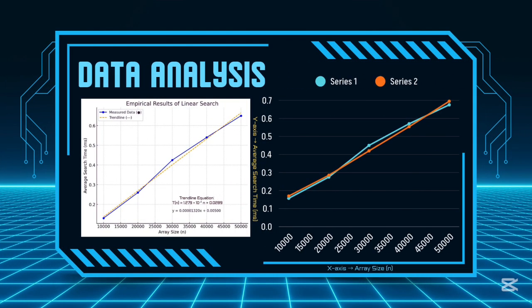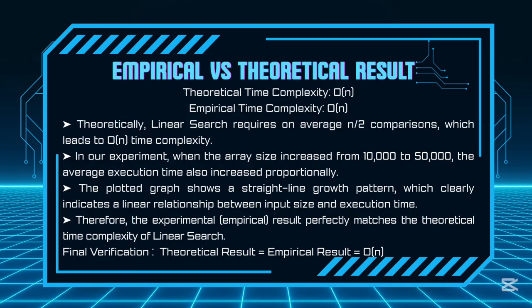This slide presents the graph for our data analysis. This visual representation of this data is presented in this graph. The x-axis represents the array size and the y-axis represents the average search time in milliseconds. The measured data points clearly trace a straight line, and the trend line equation confirms this linear growth pattern. The next slide begins our conclusion by comparing empirical versus theoretical results.